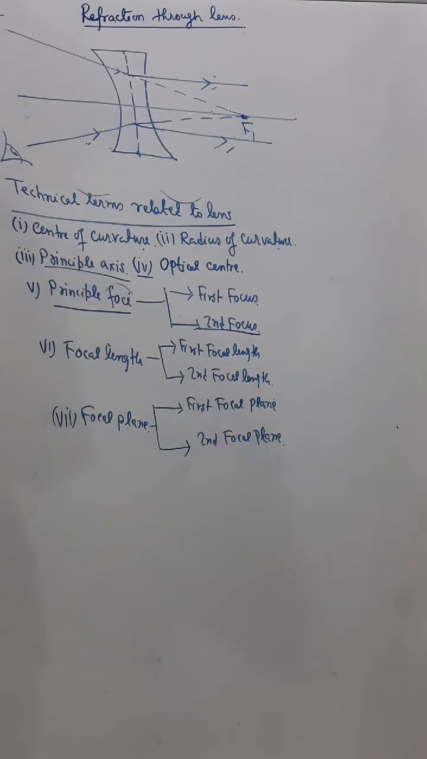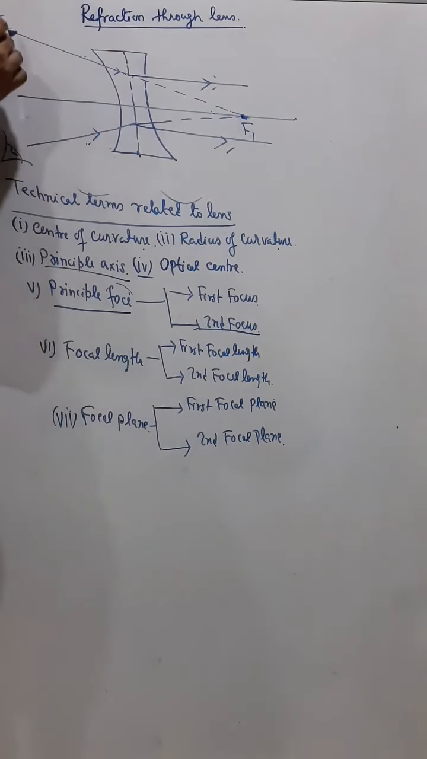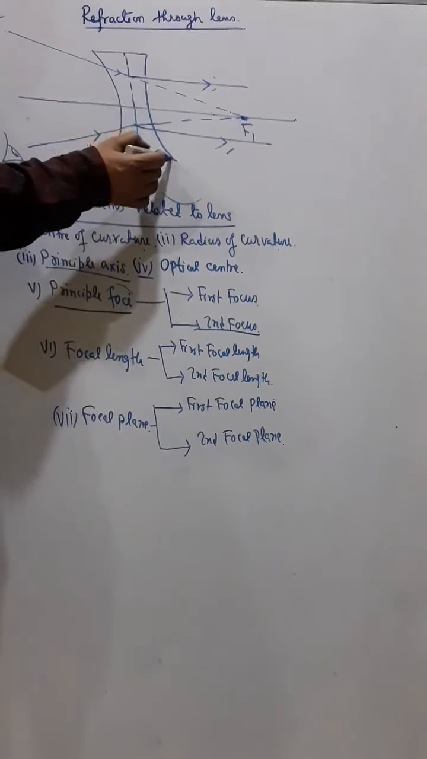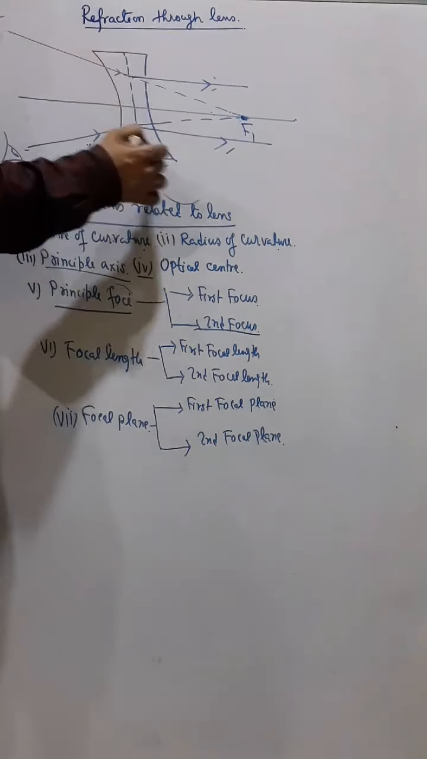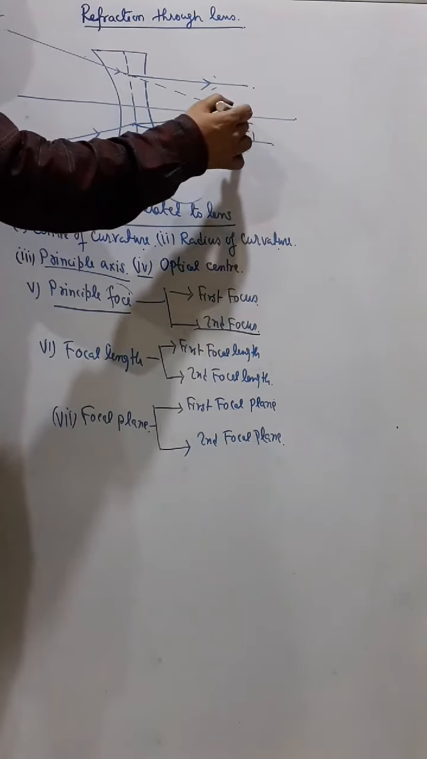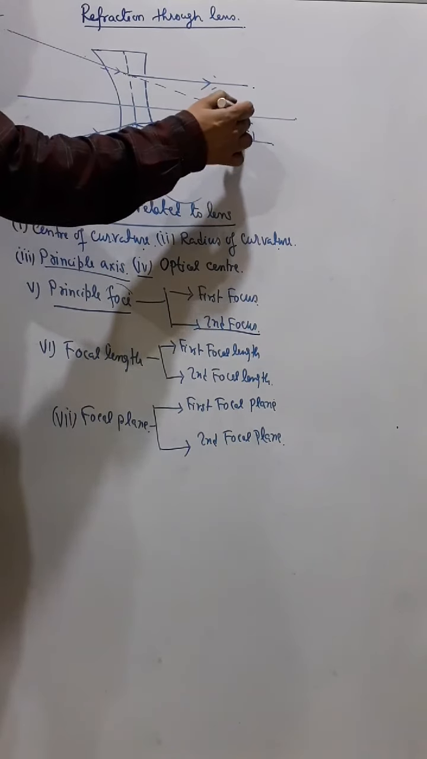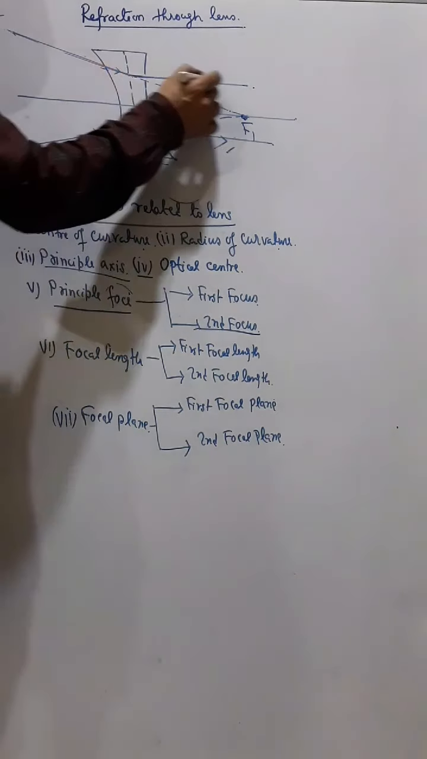Okay, again I am repeating that first focus is a point such that in case of a concave lens, the ray of light after refraction becomes parallel and appears to be meeting at a particular point, so that means this ray of light is actually diverging in this way.